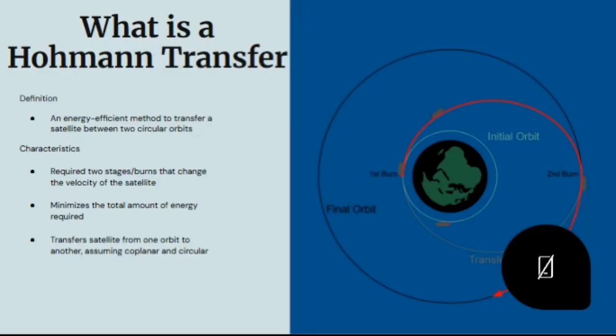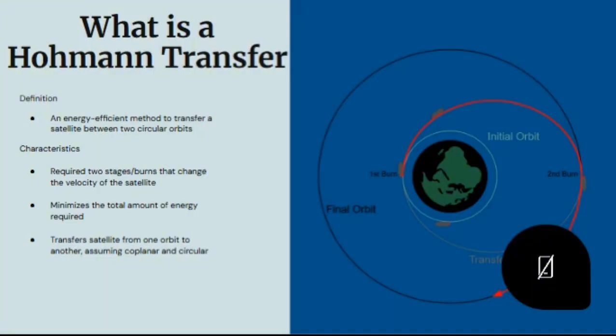What is a Hohmann transfer? A Hohmann transfer is an energy efficient maneuver used to move a satellite between two circular orbits. It requires two main engine burns, one to move the satellite into an elliptical transfer orbit, and another to circularize it at the new altitude.